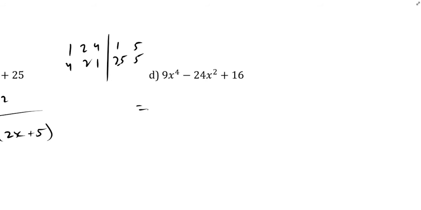9x to the 4th. Perfect square, right? X to the 4th is a perfect square. 9 is a perfect square. 16, perfect square. How do I check the middle term? Does anybody think they can do it? What do you think? Square root of 16, which is 4, times square root of 9x to the power 4, which is 3x squared, and then times 2. That would be 24x squared. Put a negative on. Very good. Awesome.